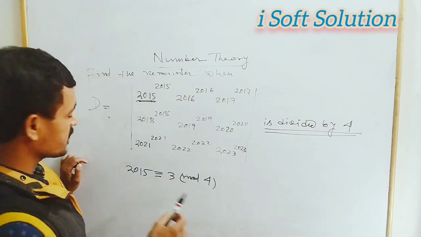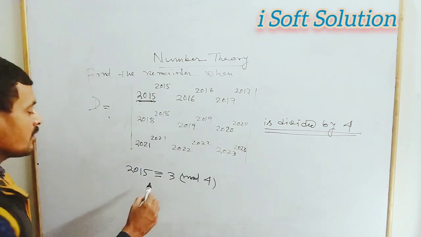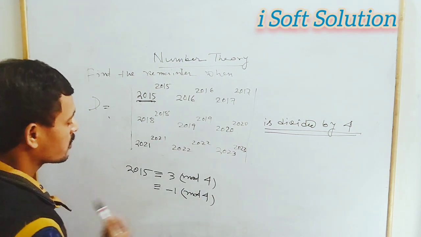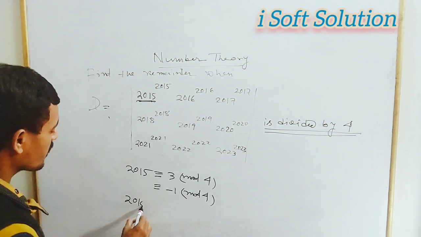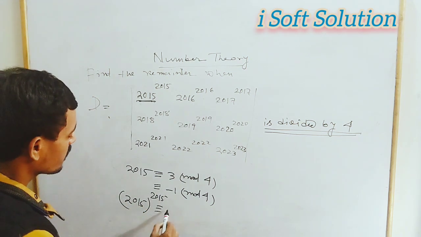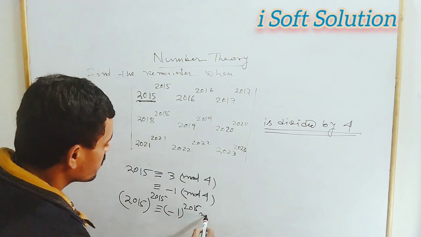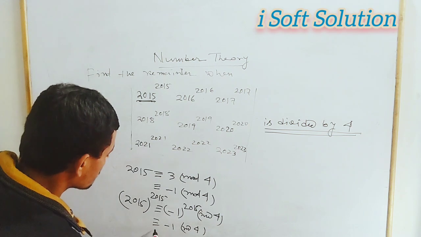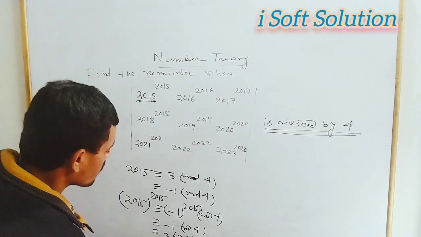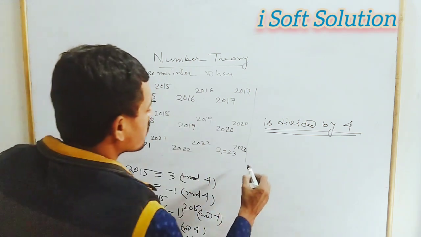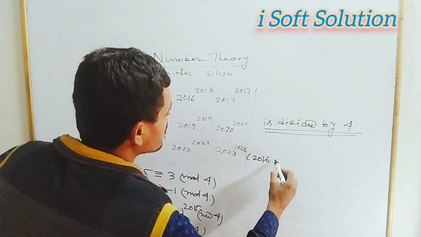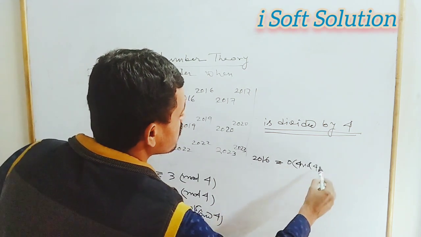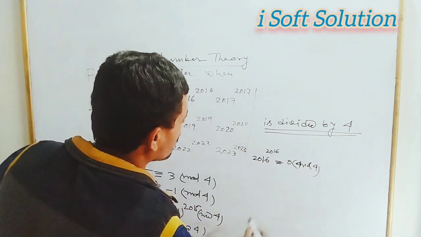2015 is congruent to 3 mod 4. That is, if we divide 2015 by 4, we have remainder 3. Now let us write this remainder as minus 1 mod 4 for easy calculation. Then 2015 to the power 2015 will yield minus 1 to the power 2015 mod 4, that is equal to minus 1 mod 4, that is again 3 mod 4. Clear? Now we also have 2016, which is completely divisible by 4, that is 0 mod 4. Hence 2016 to the power 2016 will be equal to 0 mod 4.